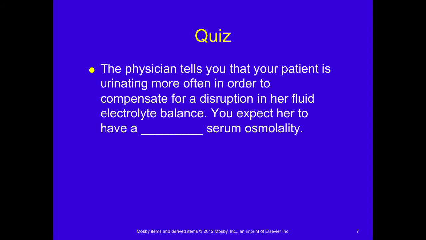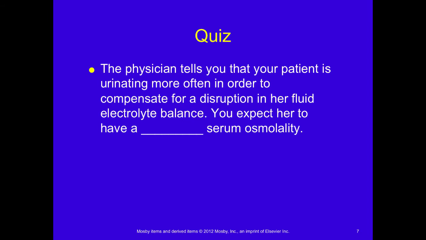That means that inside her blood, and that's what we mean by serum osmolality, in her blood vessels, there is too much water content and too little of the electrolytes or solutes or particles. And her body is compensating by pulling out the extra water, trying to make a better balance.